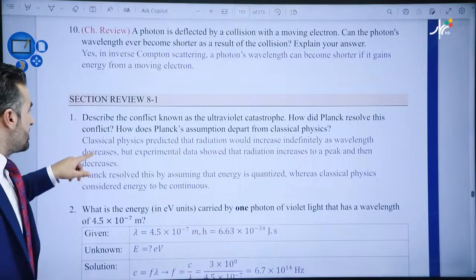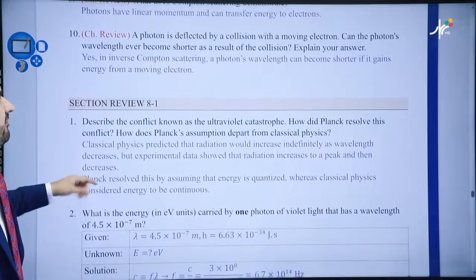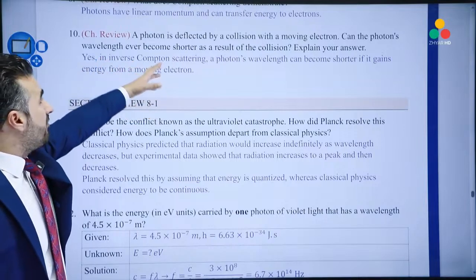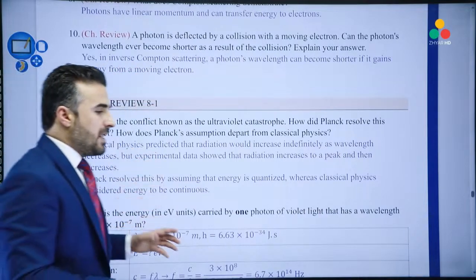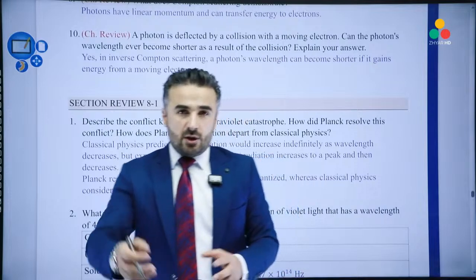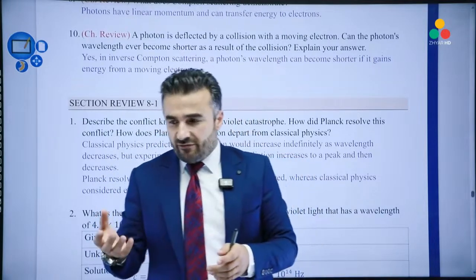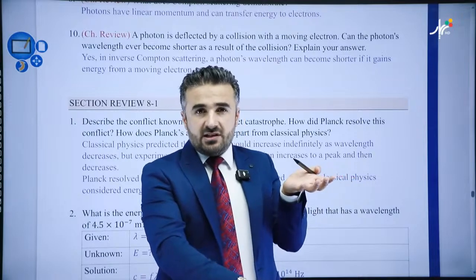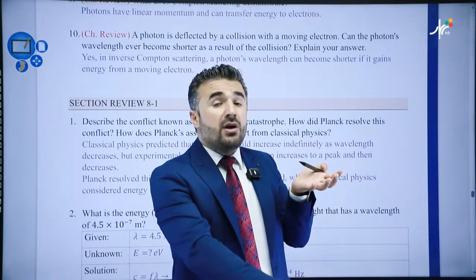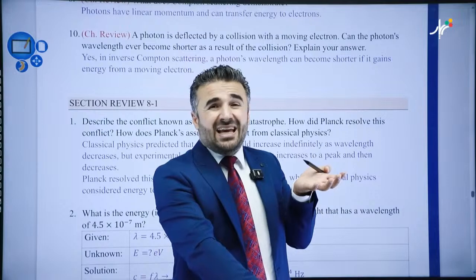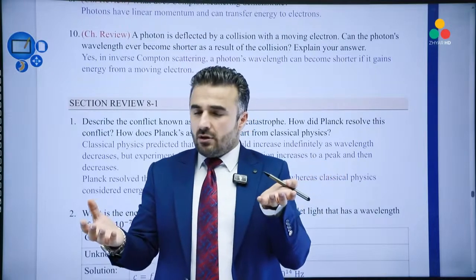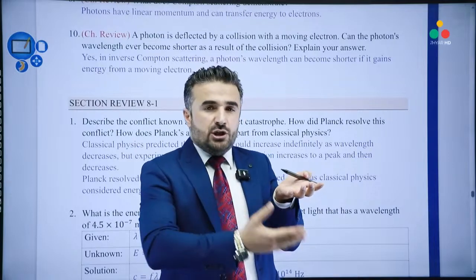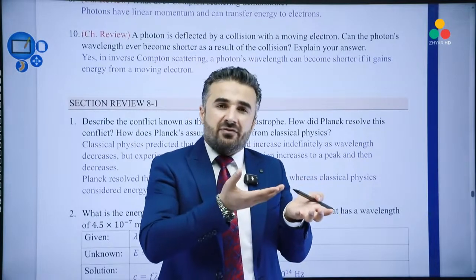Okay, now question 10 says, a photon is deflected by a collision with a moving electron. Can the photon's wavelength ever become shorter as a result of the collision? Now, before answering this, let me explain the question to you. Normally, we say after a photon interacts with an electron, it loses part of its energy. If it loses part of its energy, the frequency gets lower, so the wavelength gets longer. But can the opposite happen? If you have a photon, can it interact with an electron, and instead of reducing its energy, can it gain energy from the electron?